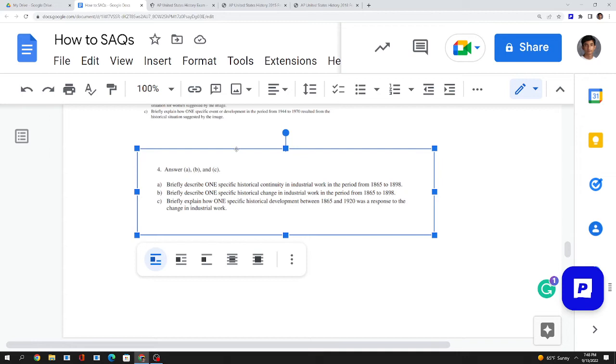Now, when it says briefly explain one specific historical development between 1865 and 1920 that was a response to that, then I would explain why. Or I would go into further depth. I would actually do greater lengths of analysis for this.